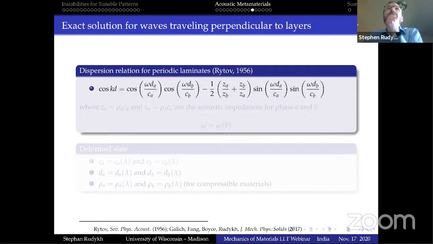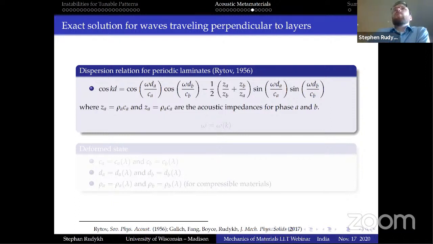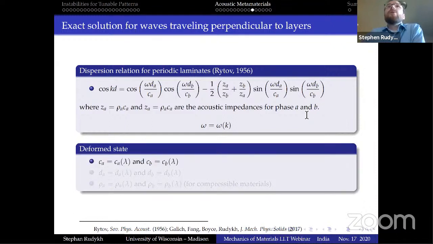Again, this goes back to very early works on that. So there is, for example, work by Rytov, where the dispersion relation for laminates can be given, basically connecting omega with k in this compact form. And the only thing that we're doing here for the dispersion relation for laminates is that there are a few things that we actually need to account for as we deform.